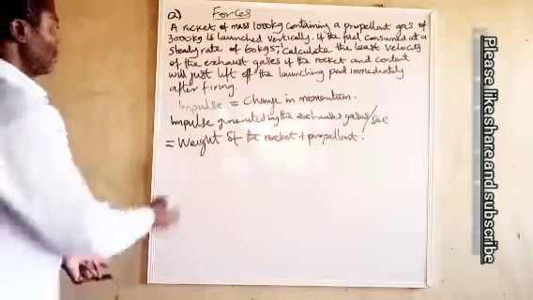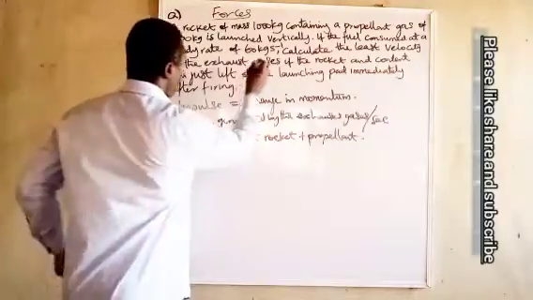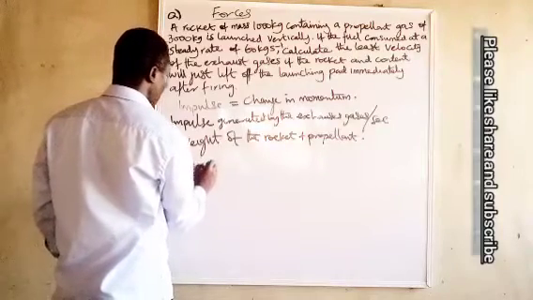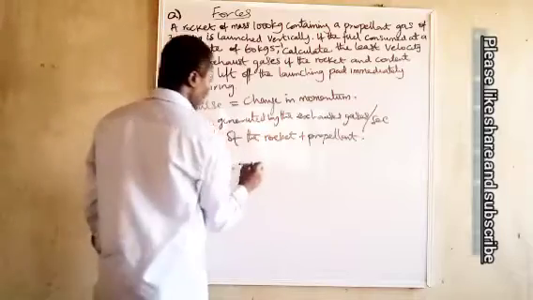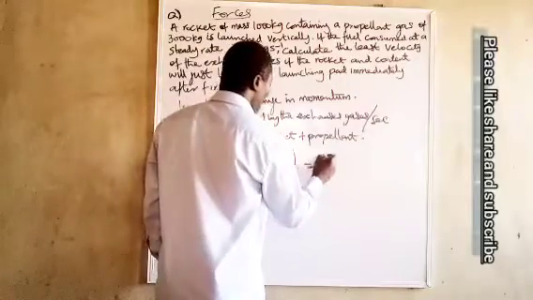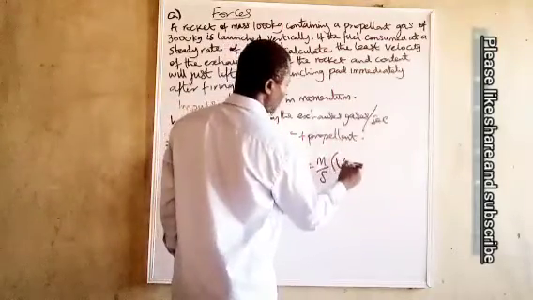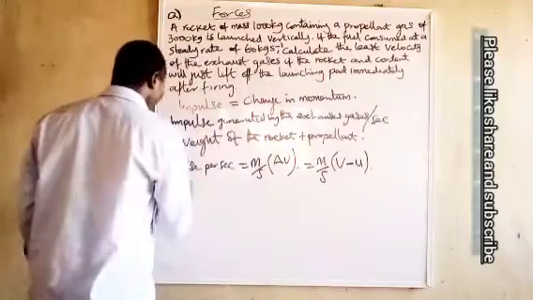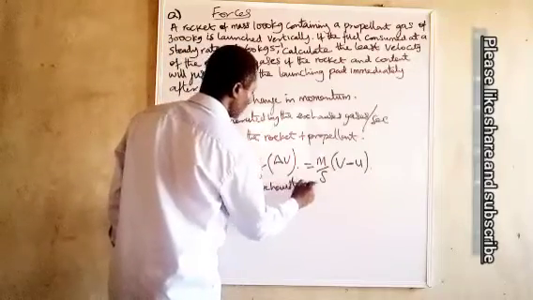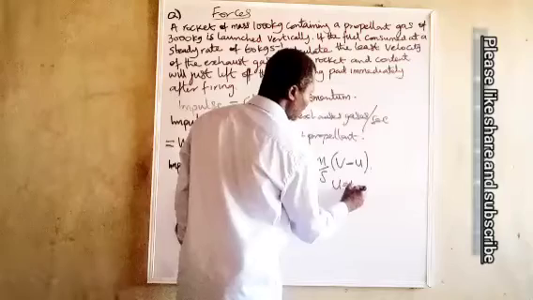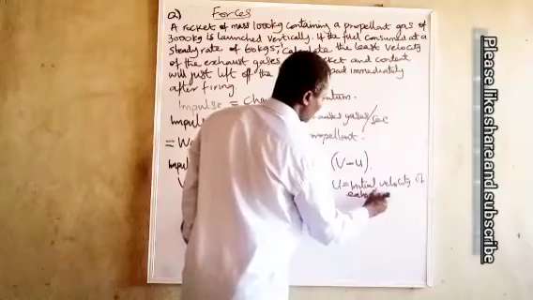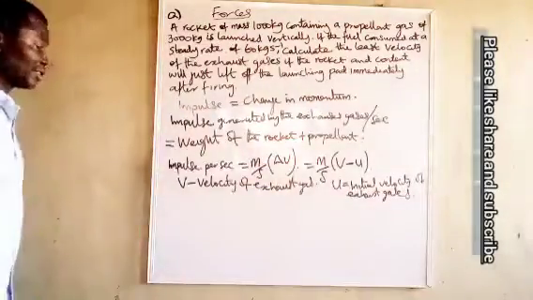Now let's calculate the impulse per second of the gas. So we have impulse per second equal to mass per second times delta V, which is mass per second times V minus U. V is the velocity of exhaust gases. U is the initial velocity of the exhaust gases, and that is equal to zero.